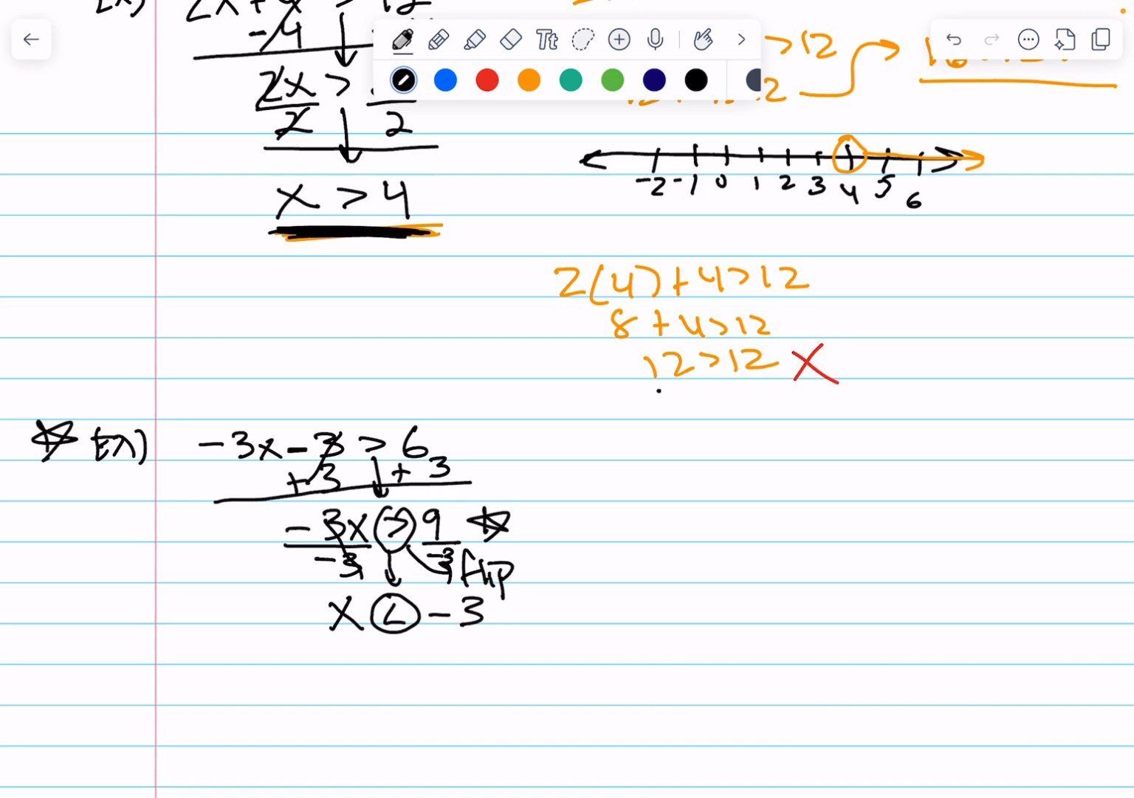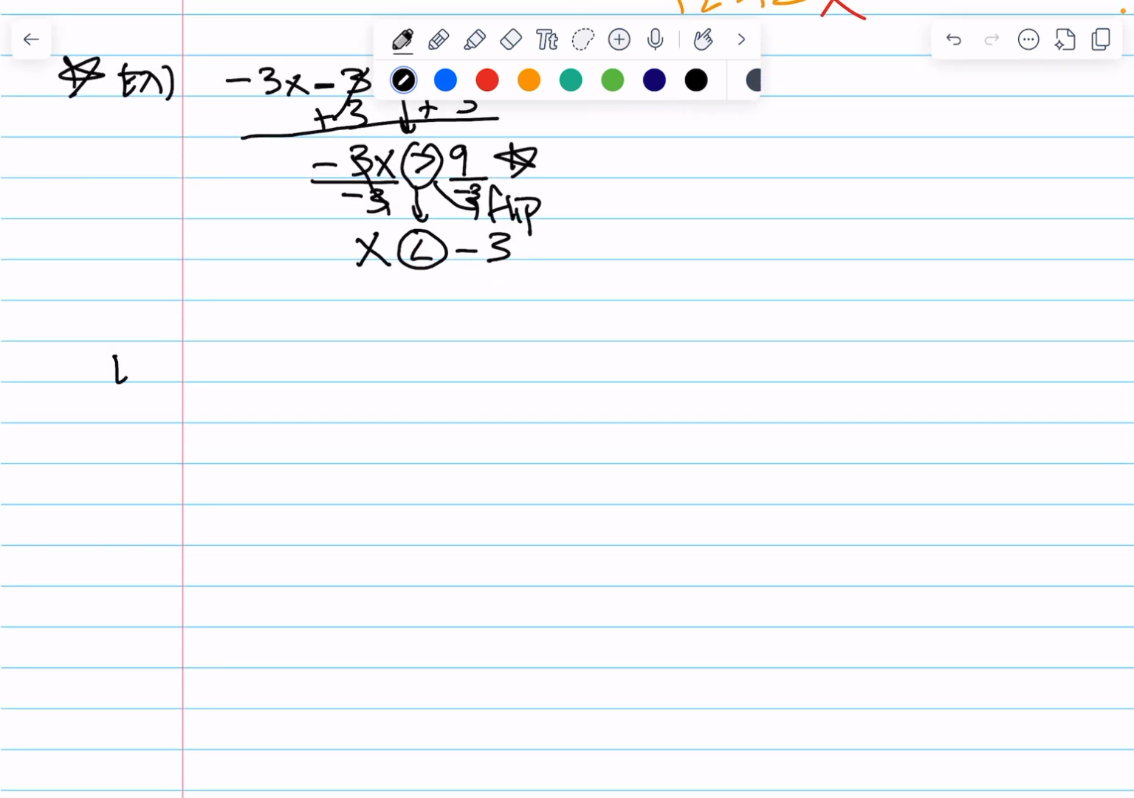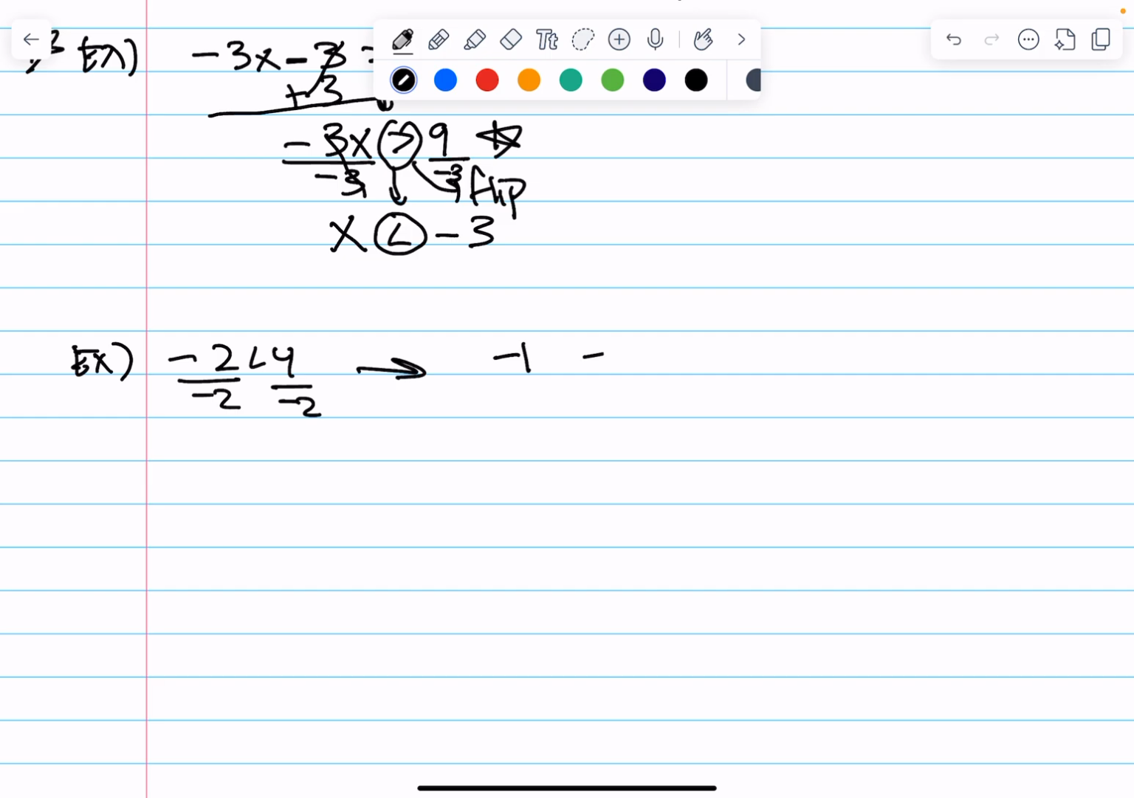Now, why do you flip the sign when you divide by a negative number? This applies to multiplication too. If you multiply or divide both sides of an inequality by a negative number, you have to flip the direction. Why? Because it keeps the expression true. So if we had an example down here, like -2 is less than 4, this is a true expression. -2 is smaller than 4. It's to the left on the number line. Now, let's say we wanted to simplify this. If we divided both sides by -2, we get -1 and -2.